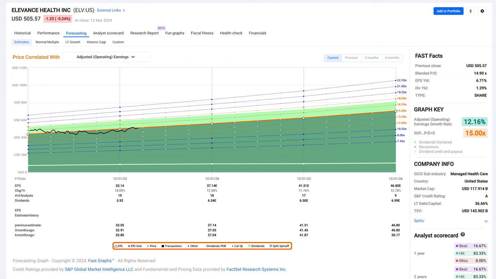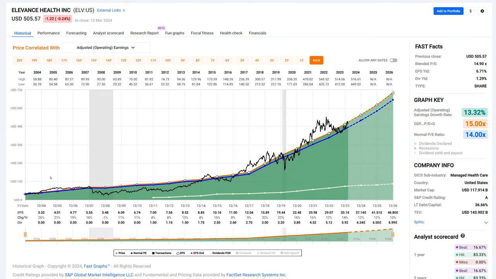This sector is the thing I've always liked about this particular sector, how consistently the earnings grow, and I think demographics really play a major role here.